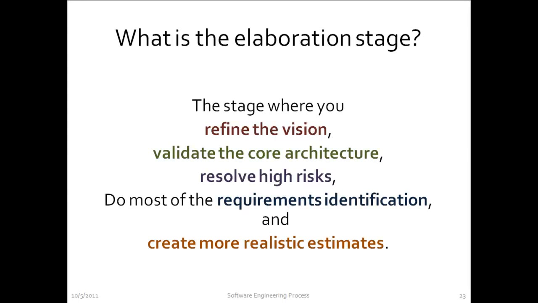The elaboration stage is the stage where you refine the vision, validate the core architecture, resolve high risks, do most of the requirements identification, and create more realistic estimates. Elaboration is all about the resolution of the high risks: vision risks, business case risks, requirement risk, architecture risks. The core architecture, that is, the elements in your system that have to work, will be implemented here. At the end of this stage, you will pretty much know how much it will cost and how it will work, and you can then proceed after this stage to the more systematic cookie-cutter tasks.